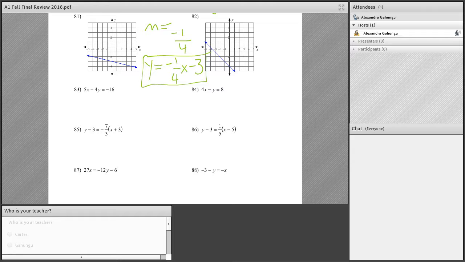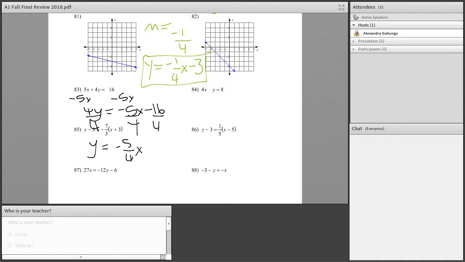If you have it in standard form and you want to go to slope-intercept form, so we've got standard form here. We want to subtract 5x from both sides. You basically want to get y by itself. And we always want to put the 5x in front, then divide by 4, and everything gets divided by 4. So y is equal to -5/4 x minus 4.